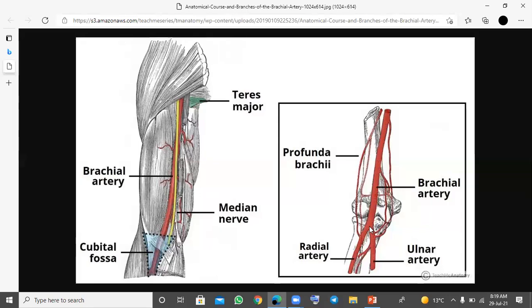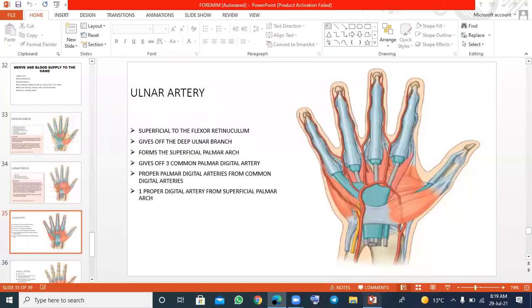So that brachial artery at the cubital fossa divides into two terminal arteries, the radial artery and the ulnar artery. So the ulnar artery is the one that is going to accompany the ulnar nerve. So now we are going to look at this ulnar artery and how it supplies blood to the hands.